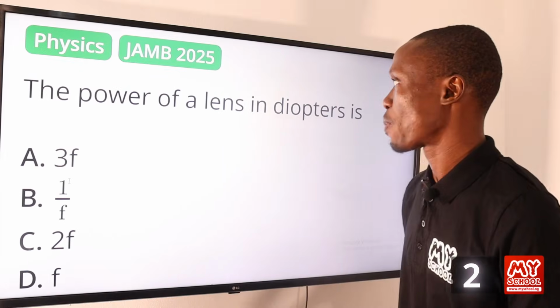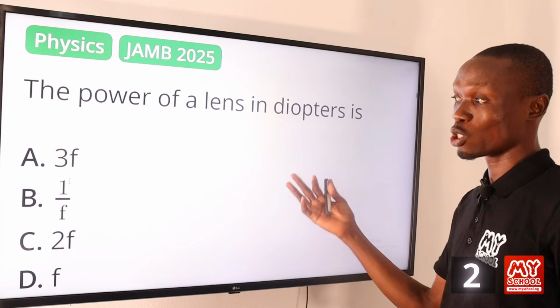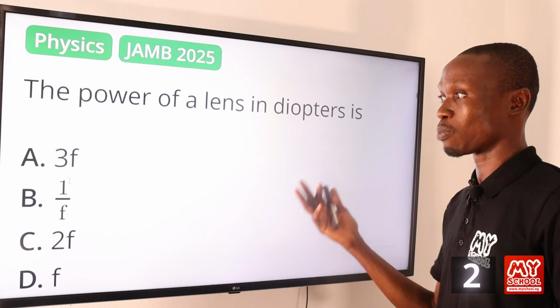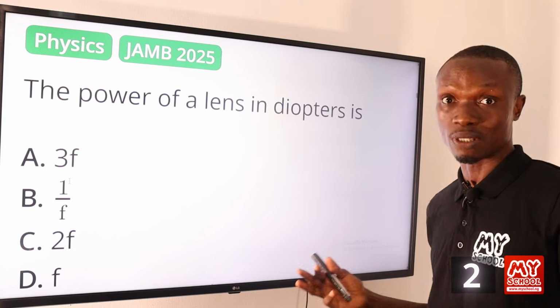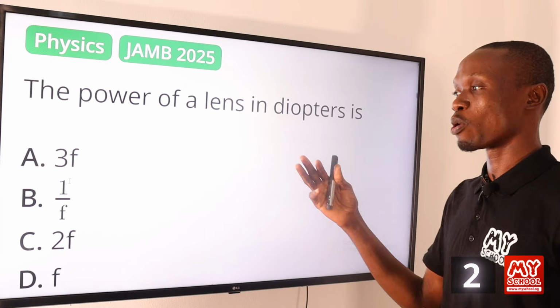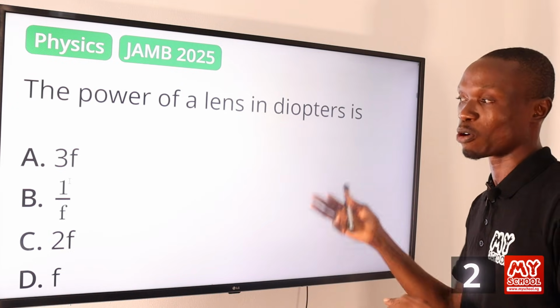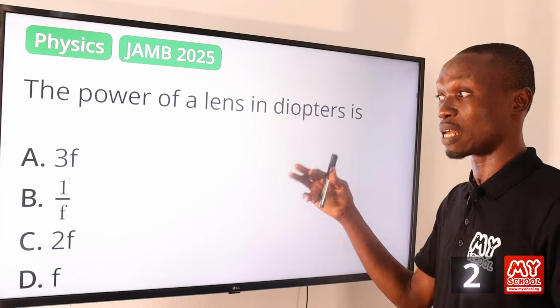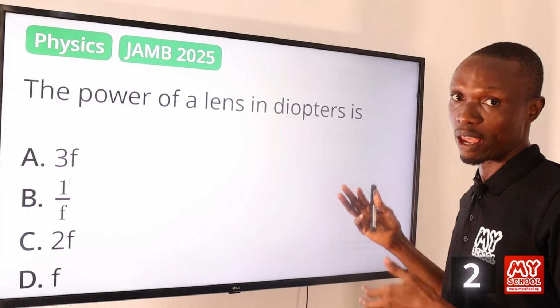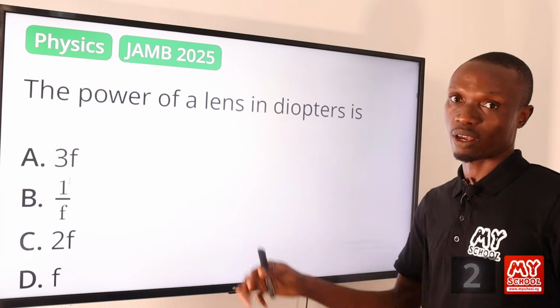Question 2. The power of a lens in diopters is, so the answer to this question is 1 over f, right? And remember that f represents the focal length of the lens. But remember that if you are using 1 over f, then f must be in meters. But if f is given to you in centimeters, then it becomes 100 over f. But the correct answer to this question is option B, which is 1 over f.